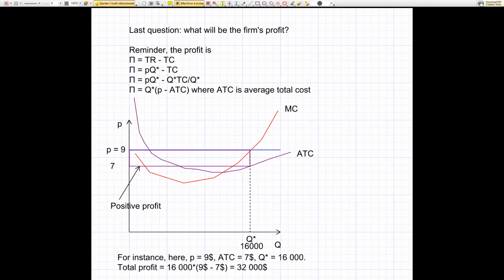Okay. Oh yes, okay. Sorry. Okay. Oh yeah, so they call it the shutdown price. Okay, so here it is.